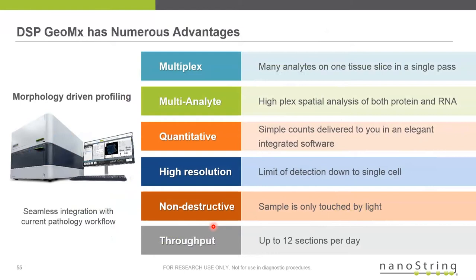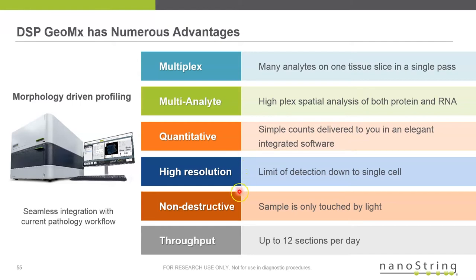So just as a summary, the GeoMx platform is multiplex, so you can look at many analytes on one tissue slice in a single pass. It's multi-analyte. You can do both RNA and protein analysis spatially with this platform. It's simple counts, so it's a very quantitative assay with very large dynamic range, and the software brings all that imaging and count data together into one view. You can shine those UV lights down to features as small as single cells.